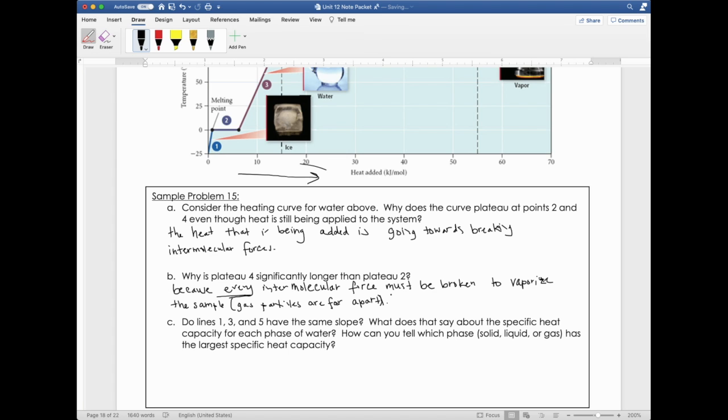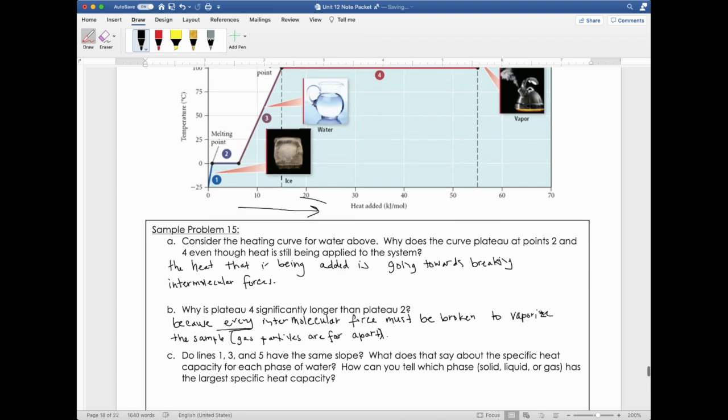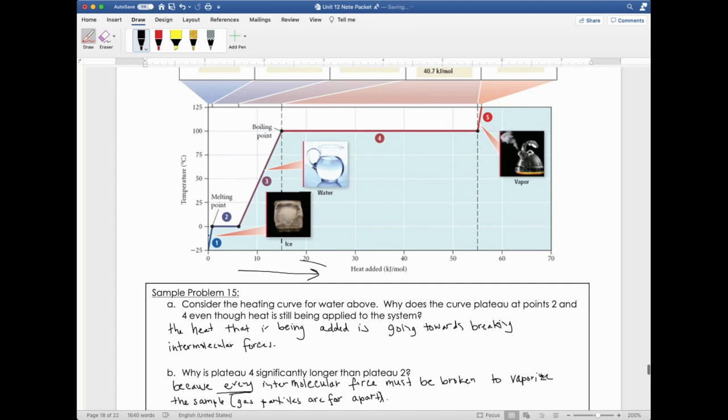And the last question, do lines 1, 3, and 5 have the same slope? So what does that say about the specific heat capacity for each phase of water? So we're comparing now the slopes of lines 1, 3, and 5 because they're not the same. And we can compare the specific heat capacities for each phase of water just by looking at the slope. Notice how the slope for 5 is very, very steep.